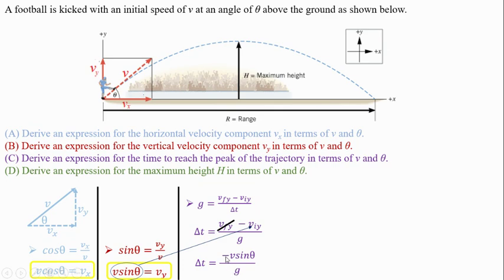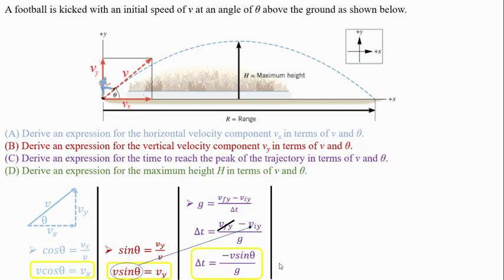So therefore, the negative sign and the negative 9.8 will cancel out, which will give us a positive quantity because time is a scalar. Okay, so that's the expression to find the peak time. All right, now let's do part D.